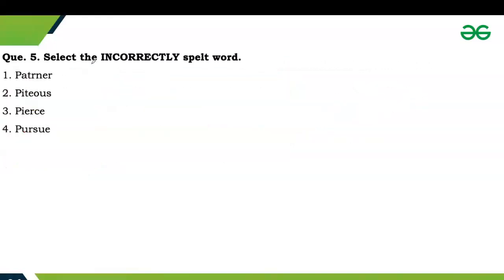Next one is question number 5. Please select the incorrectly spelled word. We have 4 words and you have to identify that word which is incorrectly spelled. So first word is partner, second one is piteous, third one is pious, fourth one is pursue.